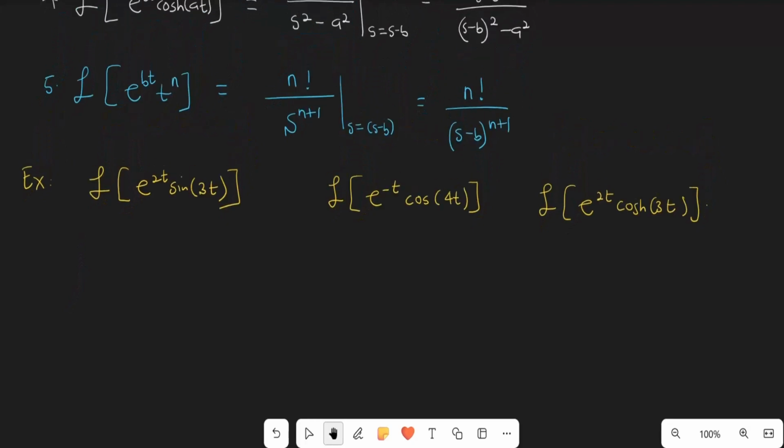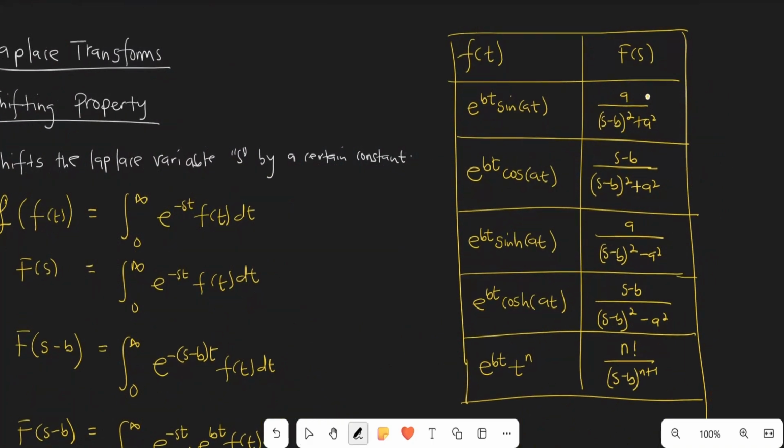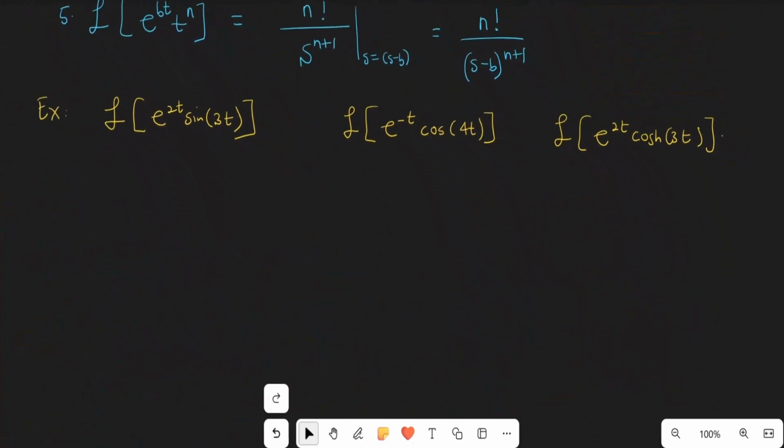The first one actually corresponds to what we have here. That is a divided by s minus b all squared plus a squared. So the Laplace transform of e to the 2t multiplied by sine of 3t, we have to find what a is. So a here is equal to 3, b is equal to the constant in the exponential function, and now we can apply the formula.